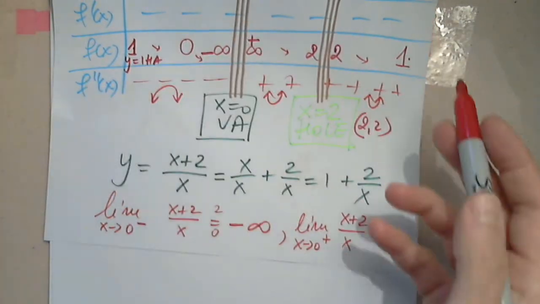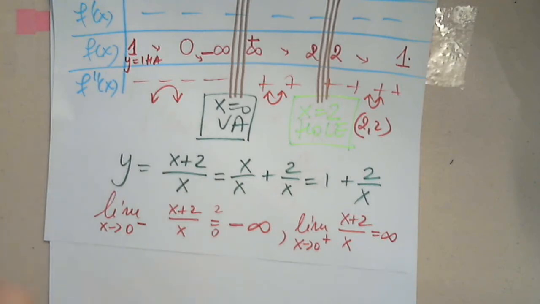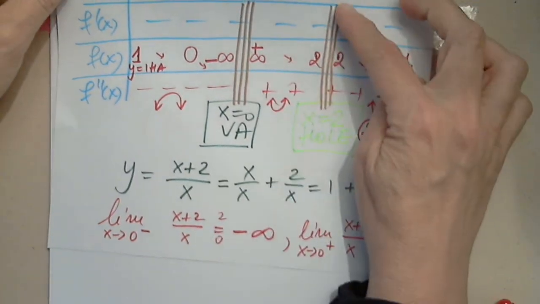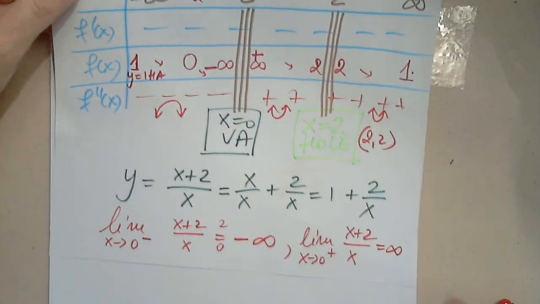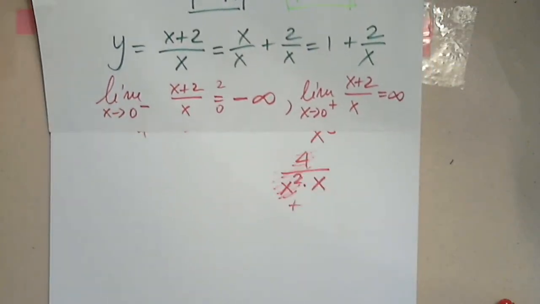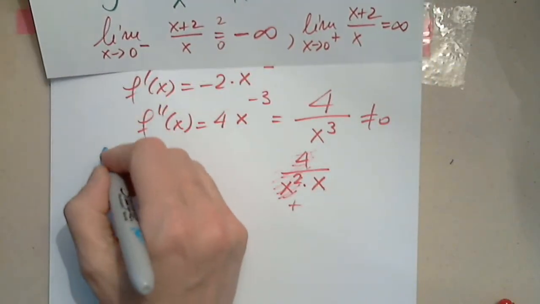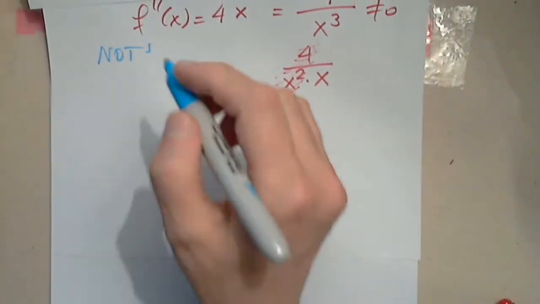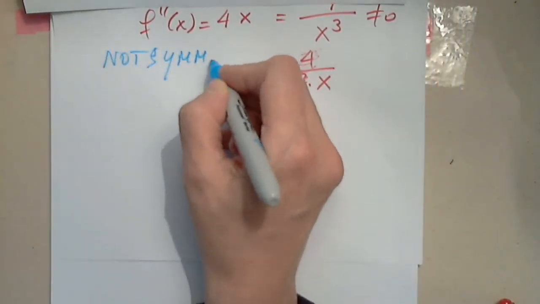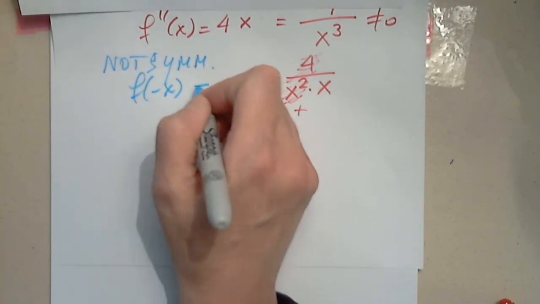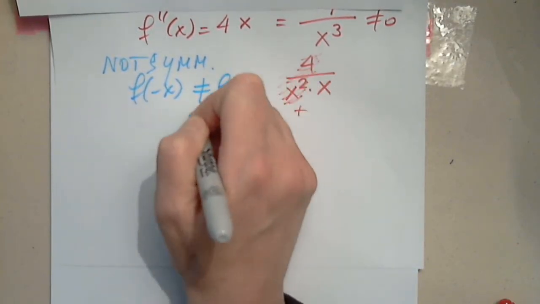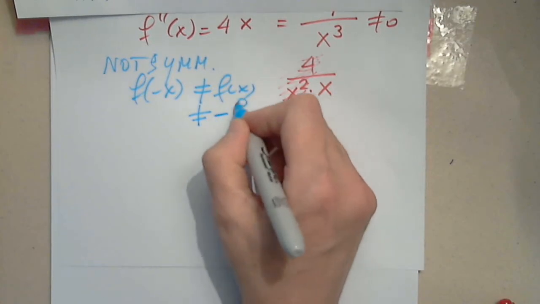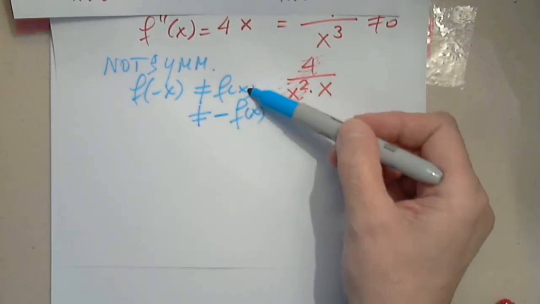One thing that does not fit in the chart is the symmetry, but a function with a hole in the graph at 2 and a vertical asymptote at 0 cannot be symmetric, but I have to mention that. I have to say not symmetric, because f of negative x will not equal f of x and will also not equal negative f of x. Not even, not odd.